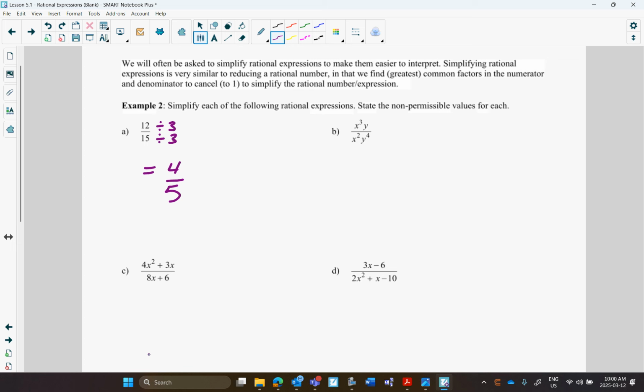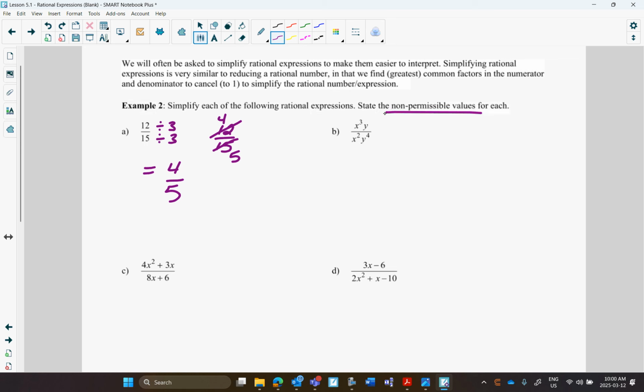Or you can look at it like this. I can divide by 3, so cancel out the 12, and it's replaced with 4. Cancel out the 15, and it's replaced with 5. Actually, better to look at it that way. Apply this to this, but before we reduce, we have to state the non-permissible values.